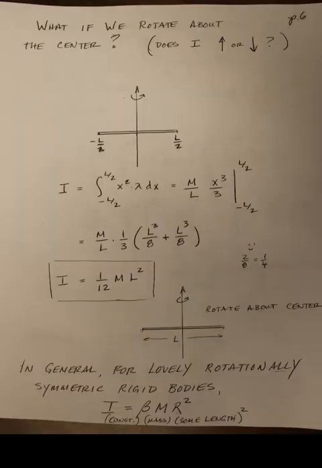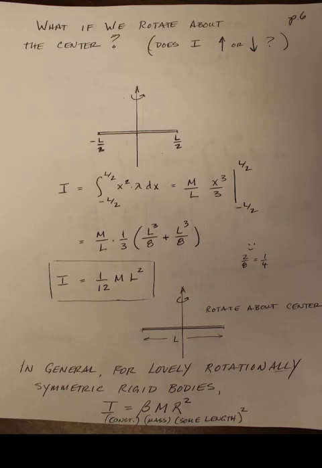What if we rotate about the center of the rod? You can look through the calculations, a similar integral, but this time we're integrating from negative L over 2 to L over 2, and you get 1/12 the mass times the length squared. A smaller number. It's easier to rotate about the center than about the end because the mass is more concentrated toward that axis of rotation.